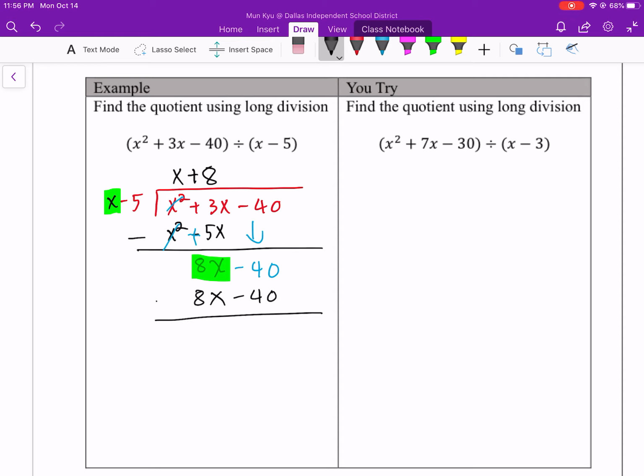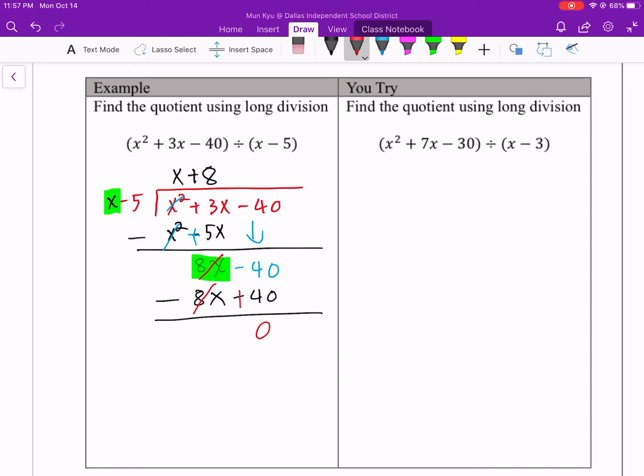And here again, if you subtract it, you have to switch the sign of everything here. So we have positive here. This positive 8x is going to be negative 8x. Let's do this. 8x minus 8x, this will disappear. And negative 40 plus 40 will disappear. So it's going to be 0.